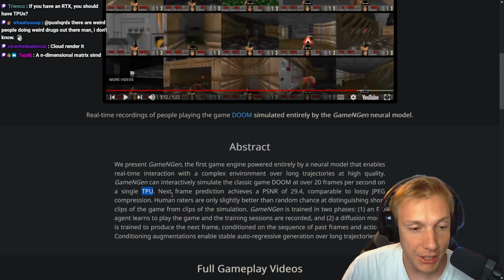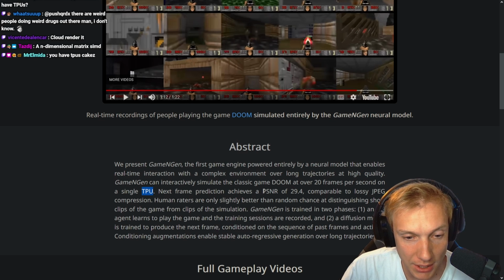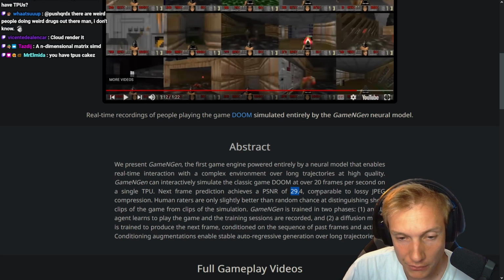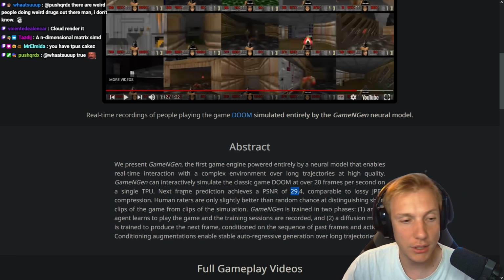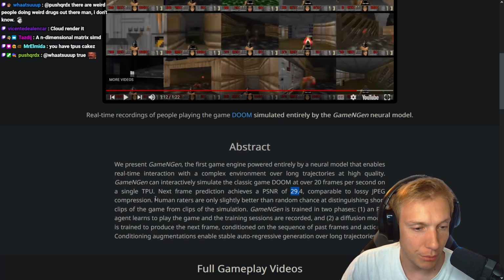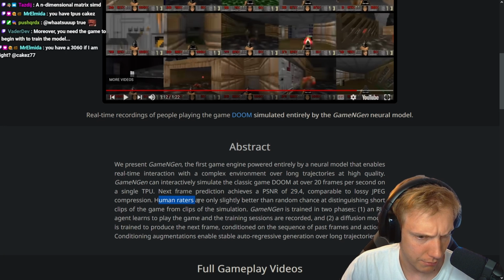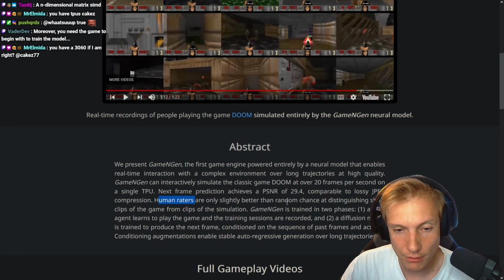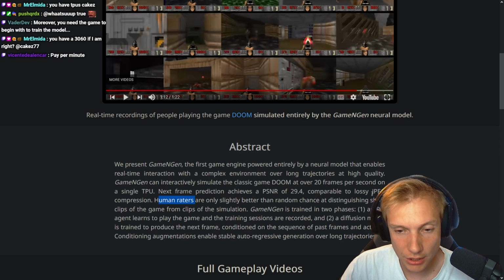Okay. The next frame prediction achieves a PSNR of 29.4, comparable to lossy JPEG compression. Human raters, whatever that means, are only slightly better than random chance at distinguishing short clips of the game from clips of the simulation.